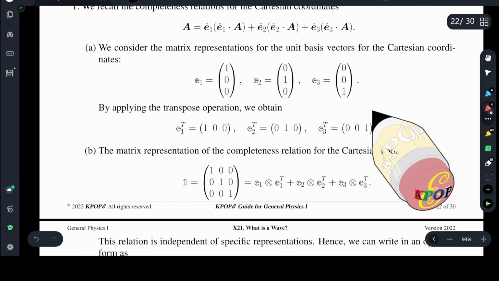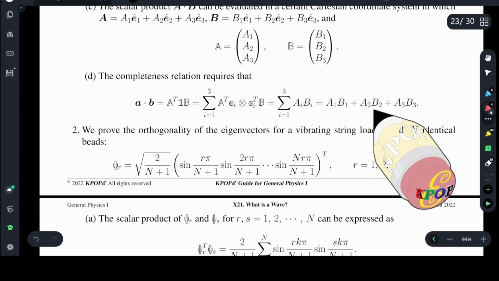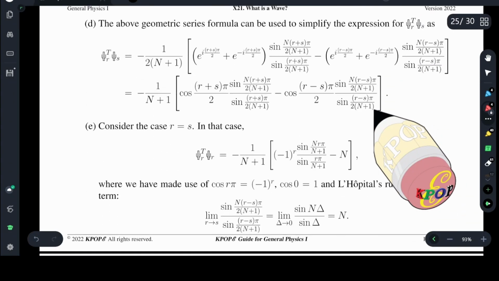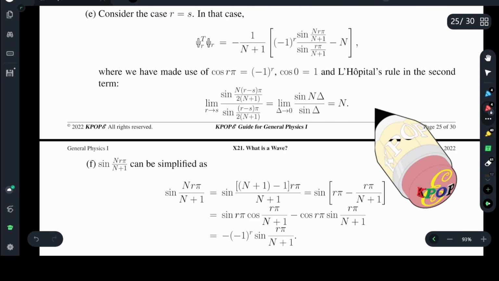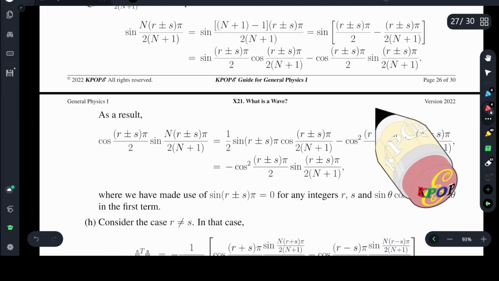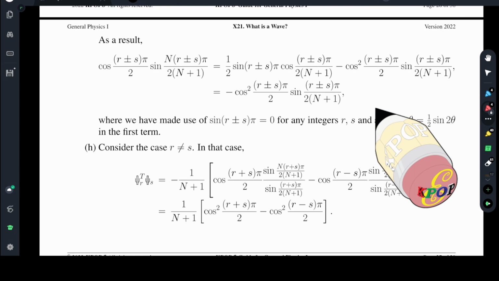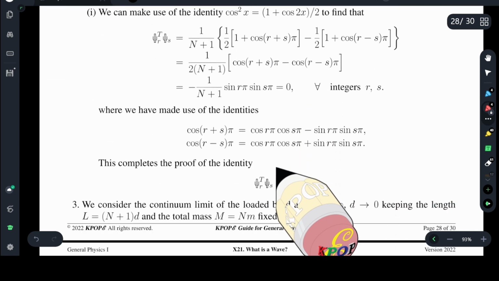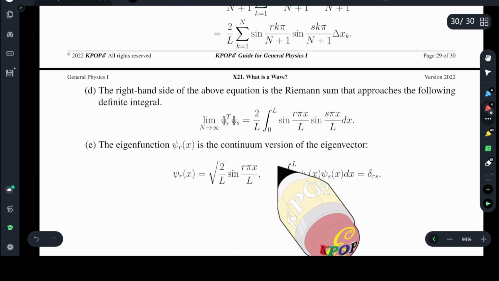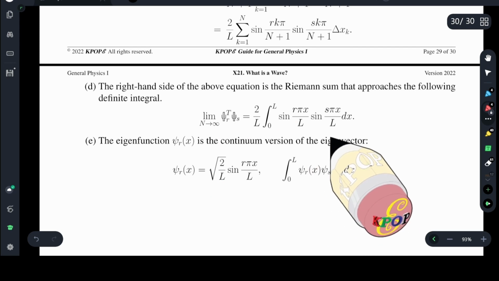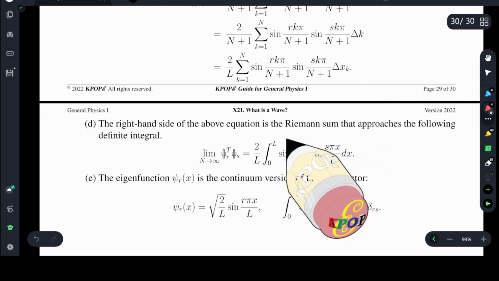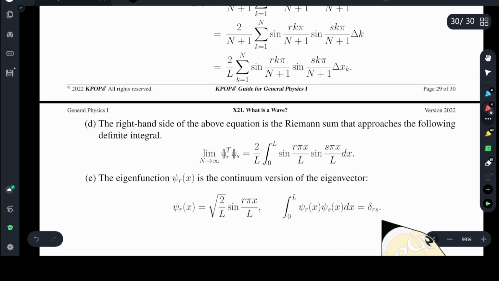Okay, so in the self-test, we review what we have done in detail, especially the orthogonality of the wave eigenvectors, and we take the limit as it goes to infinity. We can make a transformation to construct eigenfunctions, and eigenfunctions are also shown to be orthogonal to one another.